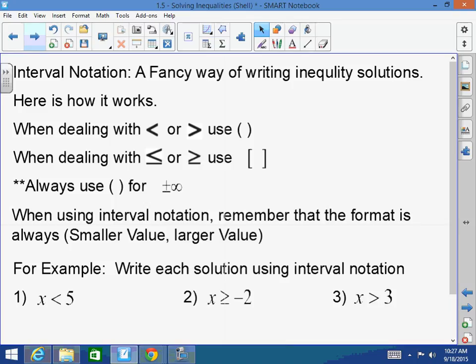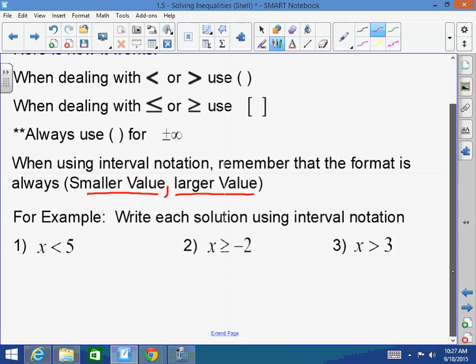Okay? Now, when using interval notation, remember that the format is always going to be the same. You're going to have the smaller value, comma, followed by the larger value. Always. It's never going to change, my brothers. Never. So let's see how exactly this works, gentlemen.